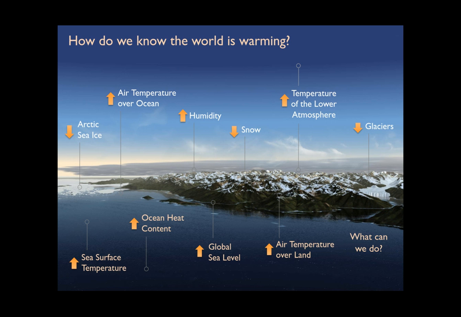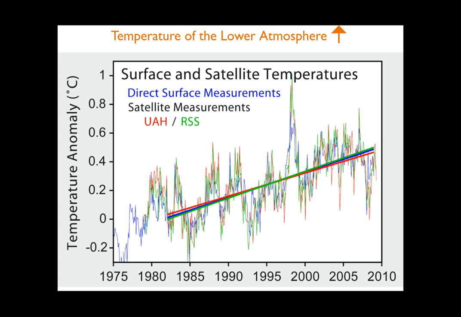How do we know that the world is warming? What kind of evidence do we have? Well, measurements from satellites and weather balloons show that the lowest layer of the atmosphere, the layer in which we live, where airplanes fly and weather occurs, called the troposphere, is warming. Greenhouse gases are building up in this layer, trapping heat radiated from Earth's surface and raising the planet's temperature.